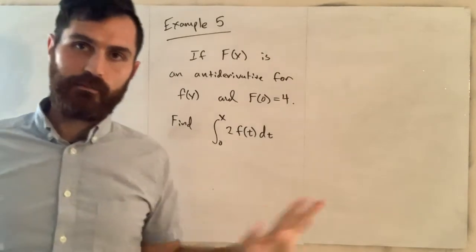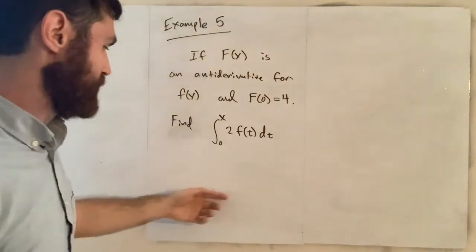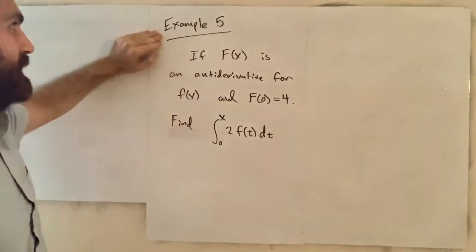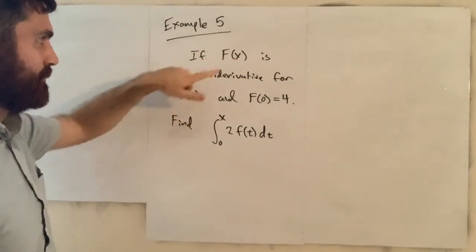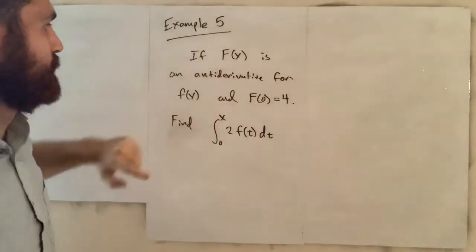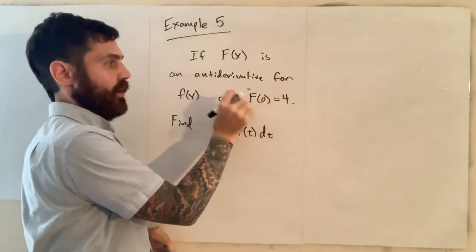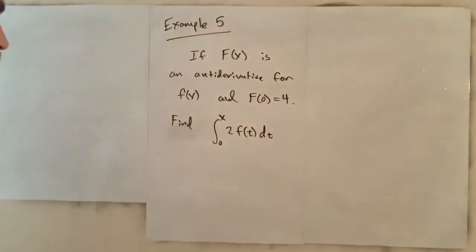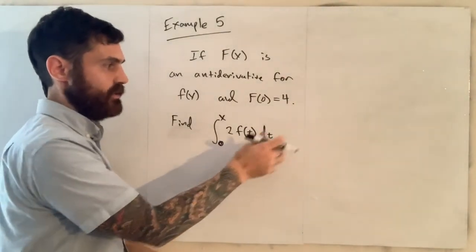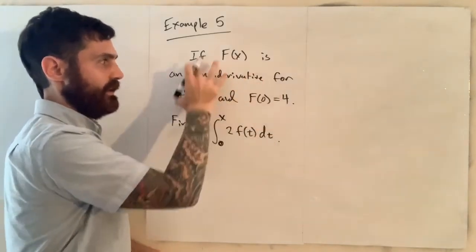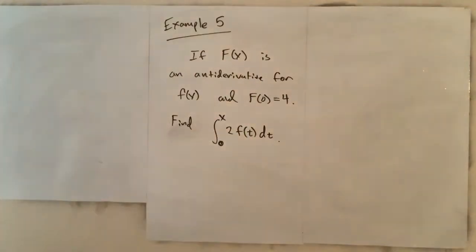So here's the last example, I guess, of the class. Unless you ask me more questions, we can talk about it on the discussion board. But example 5: you're given an antiderivative for a function f, in this case we're calling it capital F, and we know that when you plug in 0 into capital F, you get out 4. Then what we want to do is find this specific function. And what we mean by find it is to compute it in terms of the information that we're given.